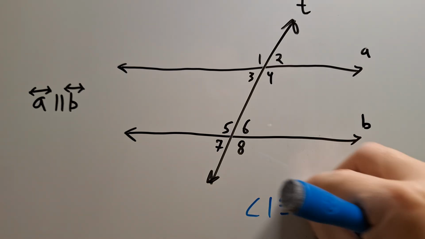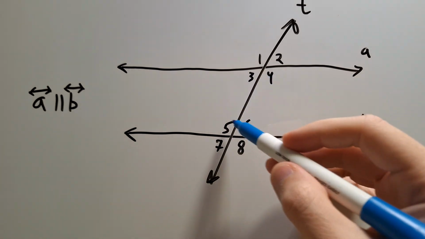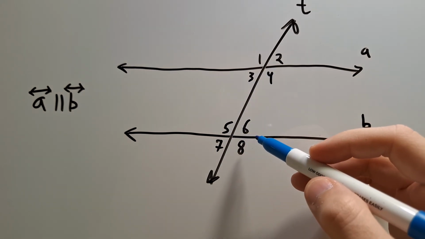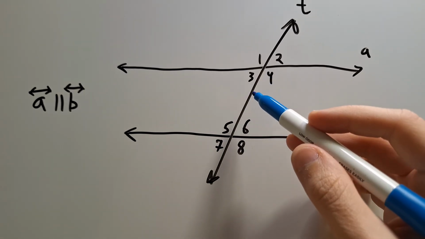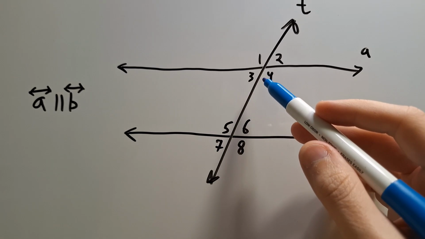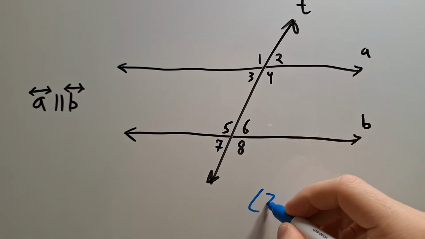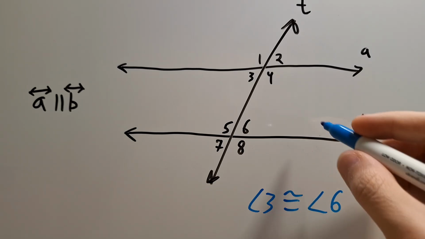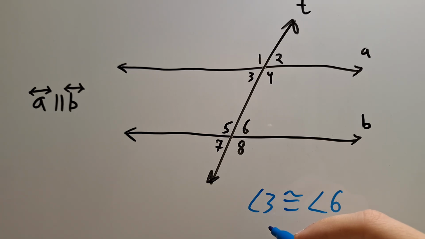So let's look at another set of congruent angles. Notice the 4 here in the middle, angles 3, 4, 5, and 6. These are what are known as the interior angles. So angles 3 and 6 are congruent. The reason being, the way this is, they are what are known as alternate interior angles.